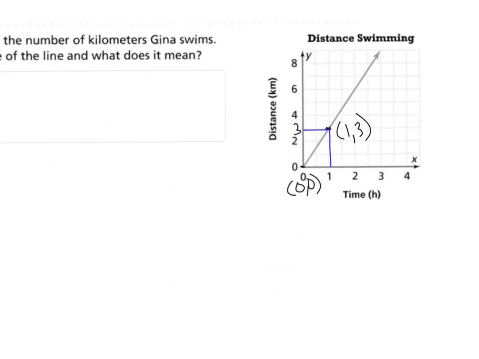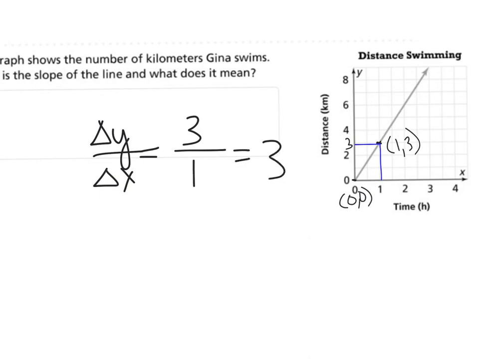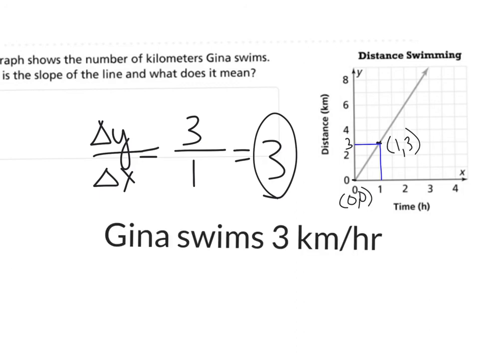But again, we won't always have that luxury of having that set up, so just make sure we remember how to do this. It's the change in y over the change in x. So if we go from (0, 0) to (1, 3), that's going up 3 and over 1. So 3 over 1, which is the same as 3, is our slope. And then it asks what does it mean, and it means that Gina swims 3 kilometers per hour.